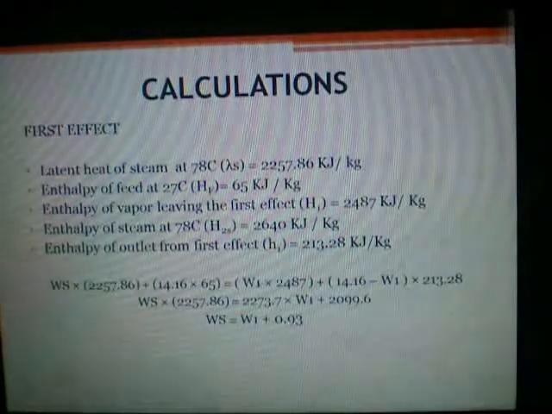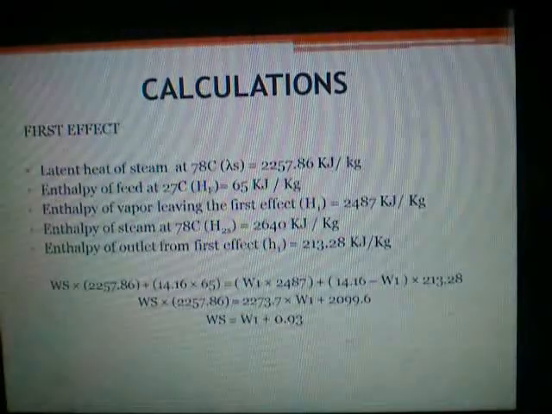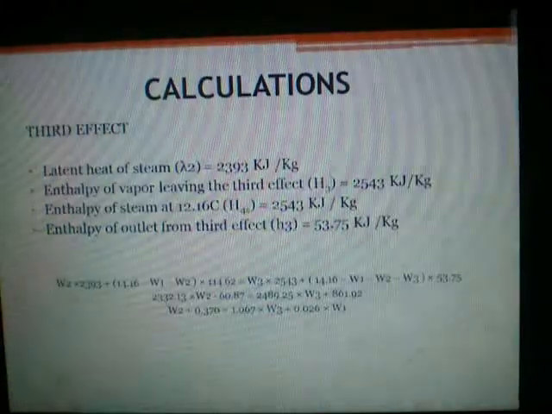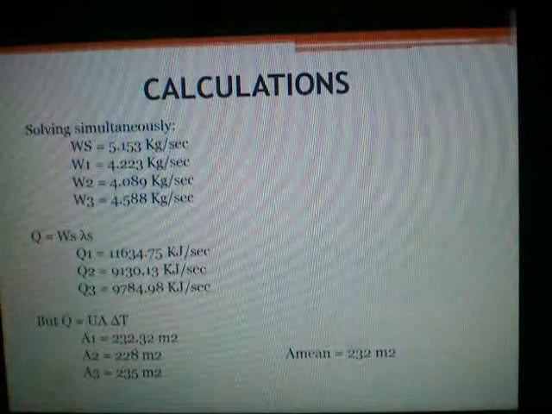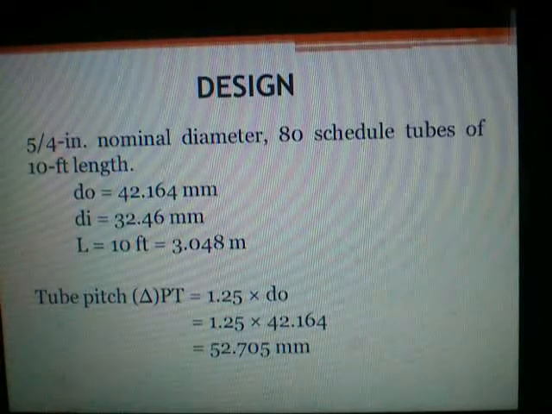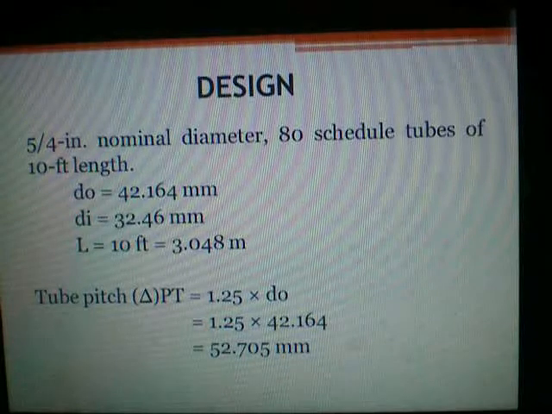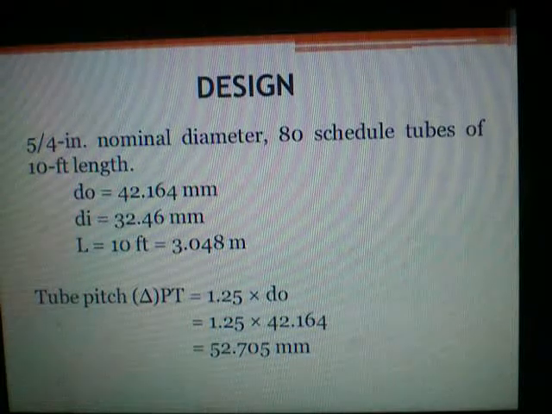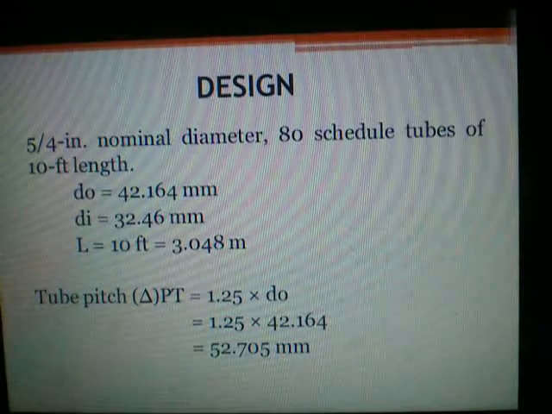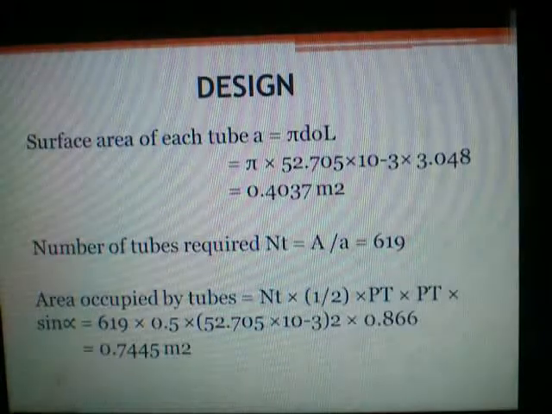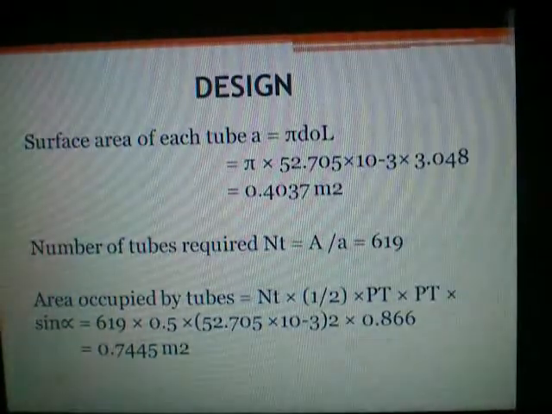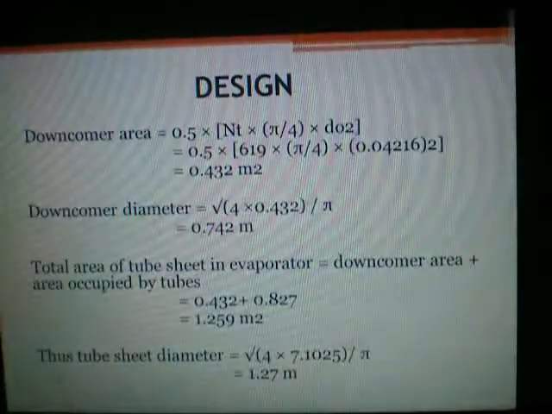It includes the heat transfer rate and the area, which will be 232 meters squared. For the design, I used 5 4-inch nominal diameter schedule 80 tubes of 10 feet length whose dimensions is flashed. Surface area, number of tubes required, and area occupied by tubes is also computed.